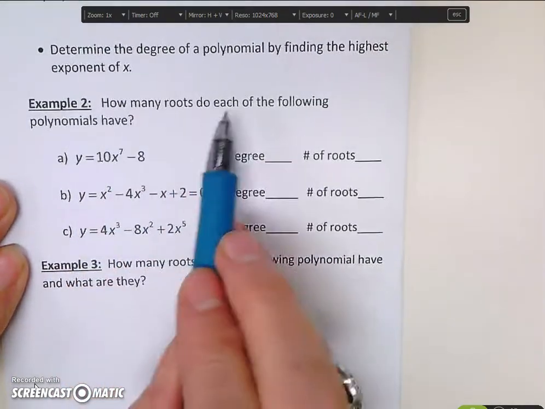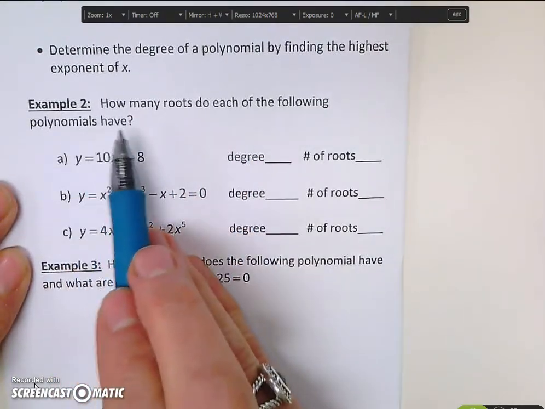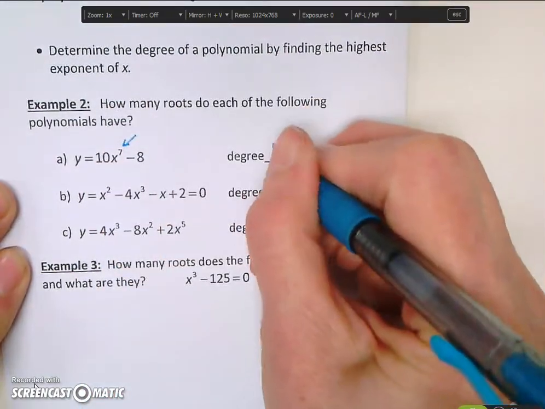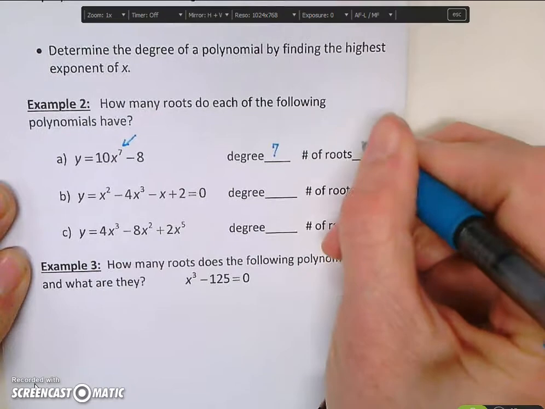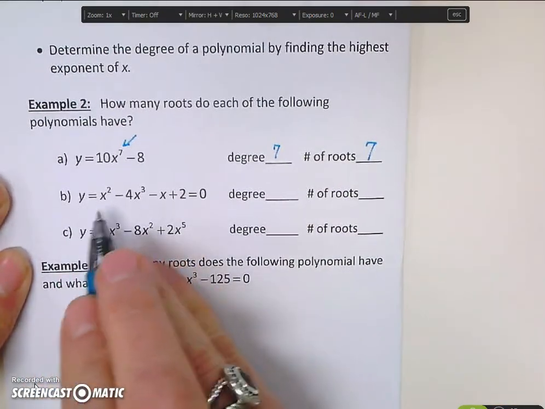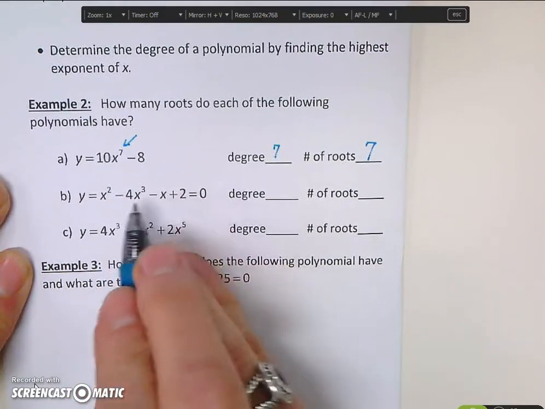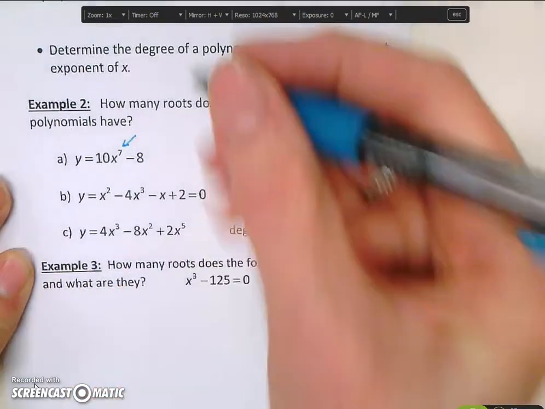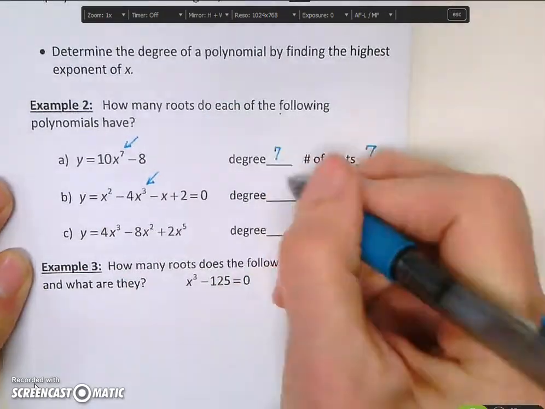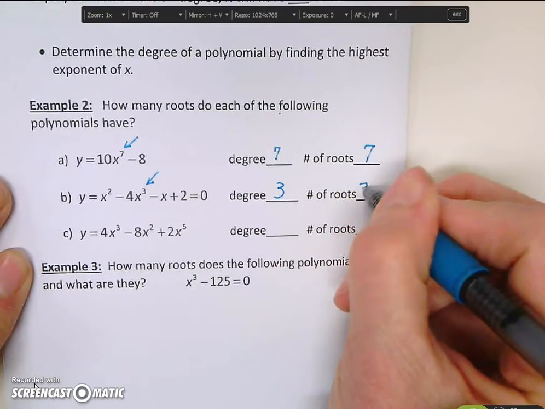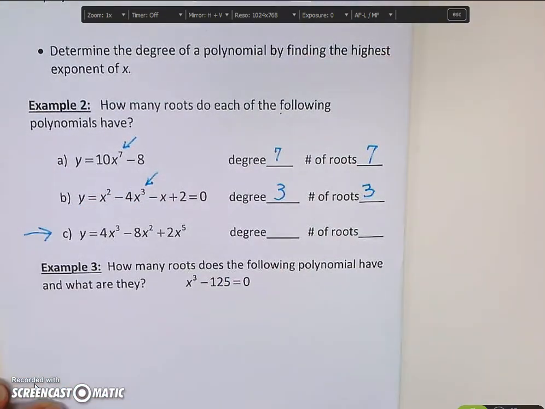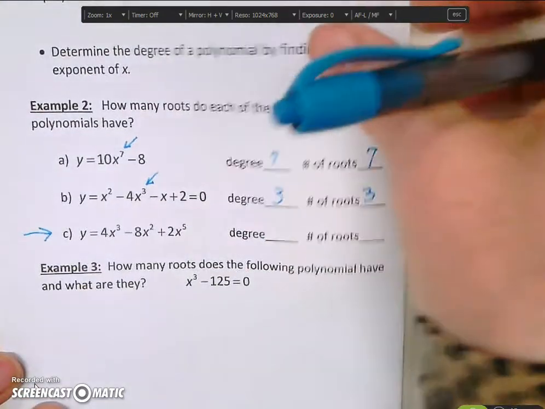So example 2, how many roots do each of the following polynomials have? Well, we look at this one and we see that the degree is 7, so the number of roots will be 7. B, if I take a look at this one, you see I tricked you a little bit, it's out of order. The highest degree right there is 3, so it has a degree of 3, which means I have 3 roots. So then you give a try at that one and see how you do next class.